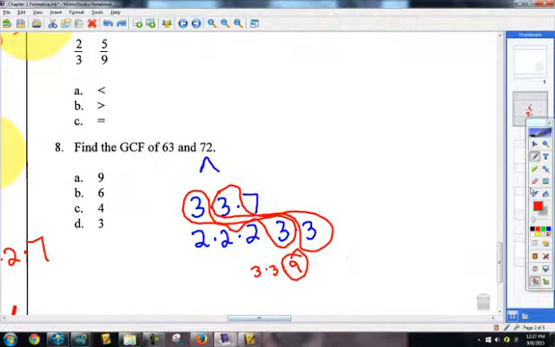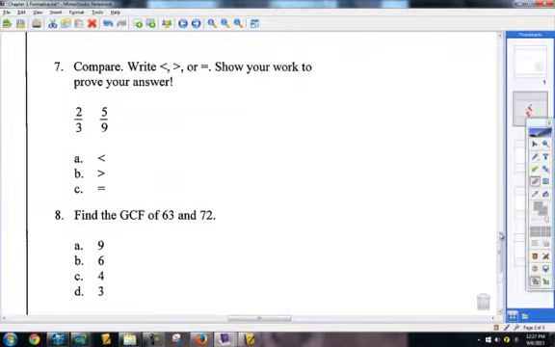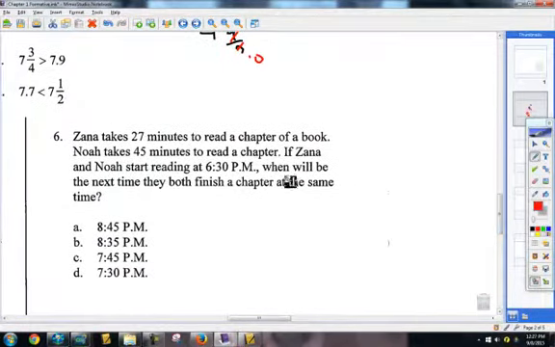Number 6 was, I think, at least one of the highest missed questions on the entire thing. So you might want to circle it, because I can tell you right now, number 6 will be on the summative. It might not be Xana and Noah, but it's probably going to be 2 people doing something, whether that be doing a puzzle or completing some sort of task, and they're going to complete it at a certain time, and then you're going to have to figure out what time they will both complete it at the same time. So it's going to be the same type of question. These questions are going to be very, very similar to the summative.